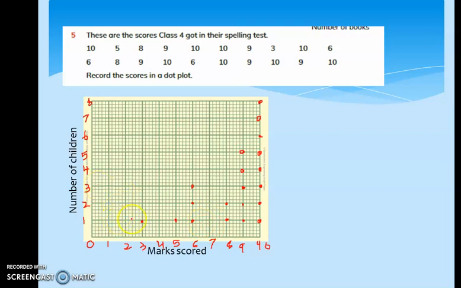The least mark scored is 3. That is for one child. Then 5 also one child. Yeah. All this information we said by looking at this graph plot; we inferred it. So this is how we record the scores in a dot plot.